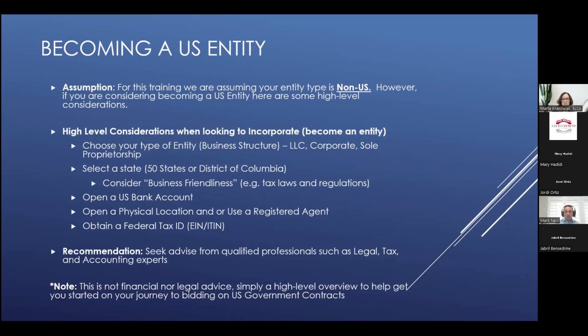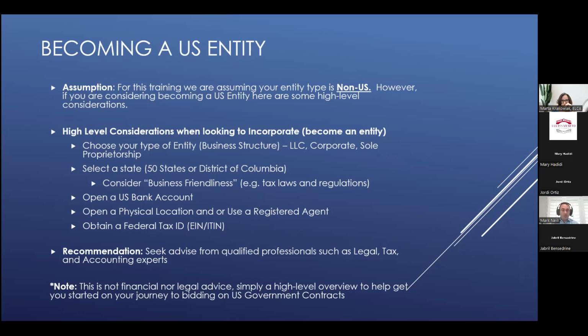You'll need a US bank account. You'll either need a physical US location or what's called a registered agent. And then you'll likely need to get a federal tax ID. So this is the IRS, the dreaded three letters of anyone here in the US. You'll need to get a number to be able to report your income and taxable income in that manner to be compliant.